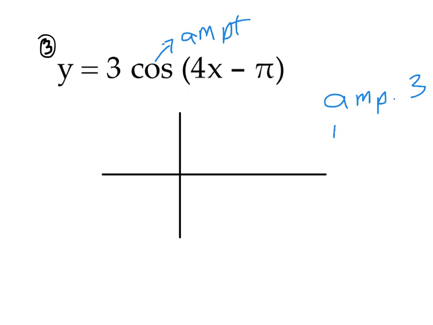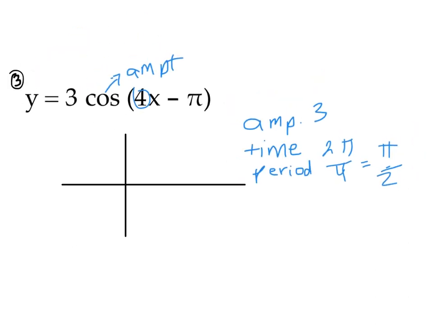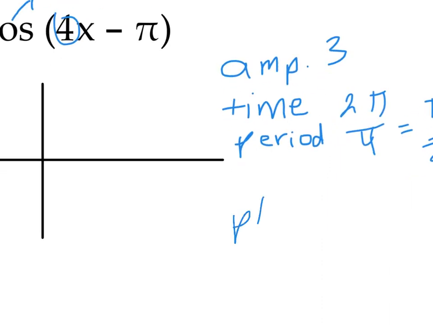What's the time period? It's 2 pi divided by what? Divided by 4. Good. So my time period I'm talking about is just pi over 2. That's it. Just from 0 to pi over 2. Is there a phase shift? There is a phase shift.